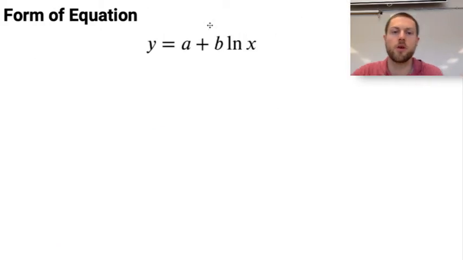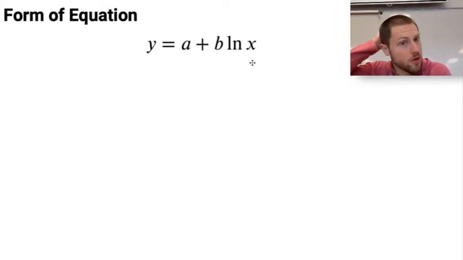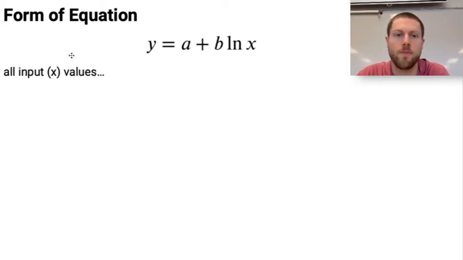As far as the form of the equation, you're going to see something that looks like this: y equals a plus b times the natural log of x. So that's what you're going to use in your logarithmic regression on the calculator. Notice it's in natural log form. All the input x values, it's really important, think about your domain for logs. They must be positive. No zeros or negative numbers for your x's.